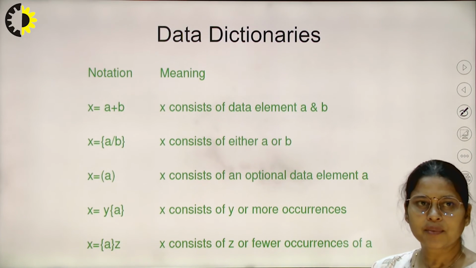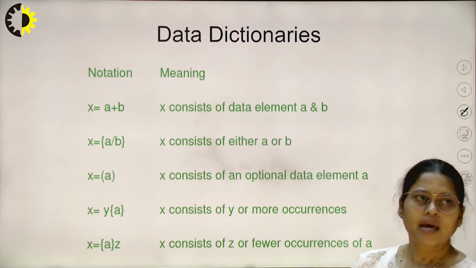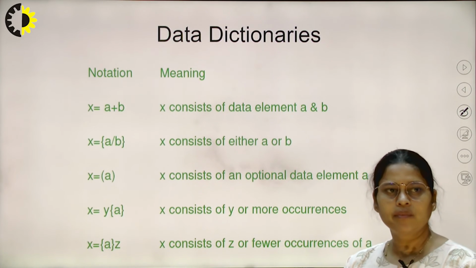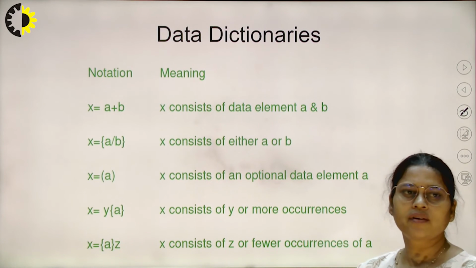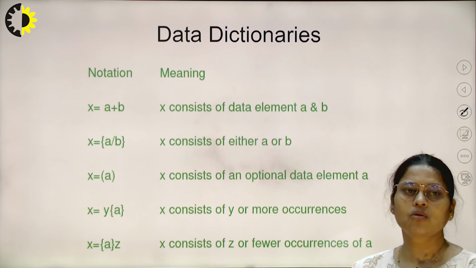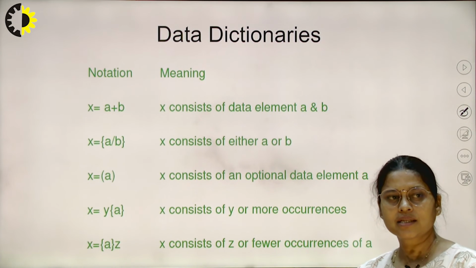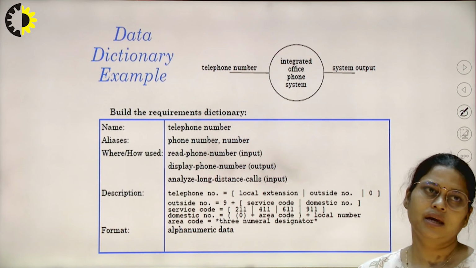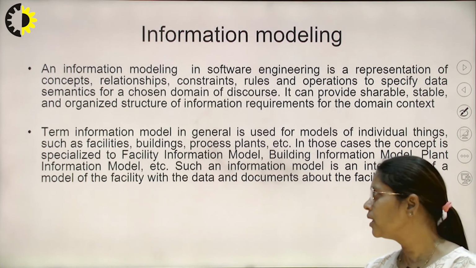X = A + B means X consists of data elements A and B. X = [A | B] means X consists of either A or B. X = (A) means X consists of an optional data element A. X = Y{A} means X consists of Y or more occurrences of A, and X = {A}Z means X consists of Z or fewer occurrences of A. So, this is an example of a data dictionary.